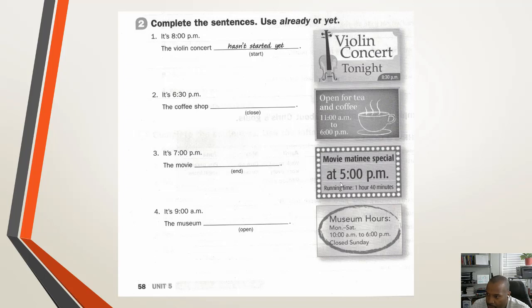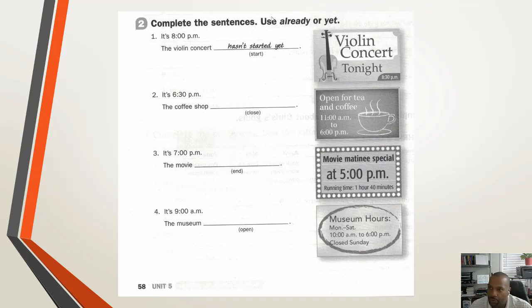The movie matinee runs for 1 hour and 40 minutes. So the running time is 1 hour and 40 minutes. And then the last picture shows a museum. Museum hours, Monday through Saturday, and they're open from 10 a.m. to 6 p.m. and they're closed on Sunday.